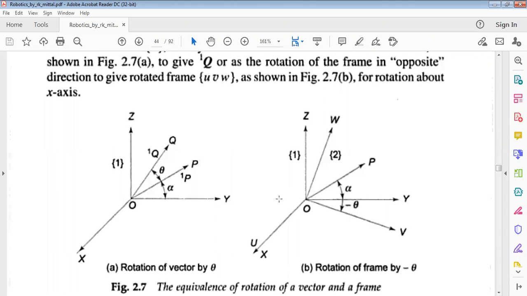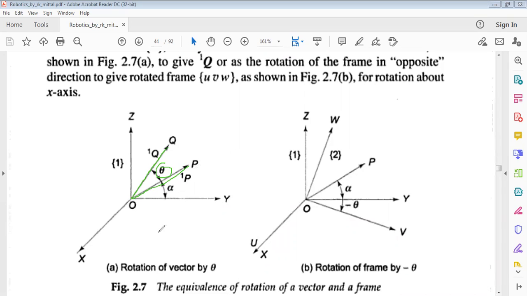So here we have two figures. In this figure, the vector OP is rotated by an angle theta to the new vector OQ. So this is one aspect of rotation of a vector, from one position to the other position.